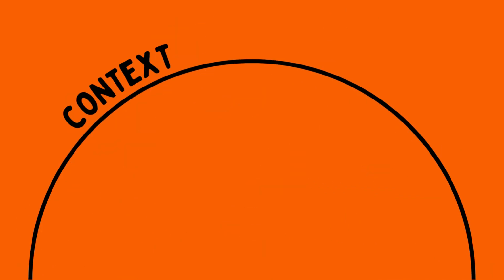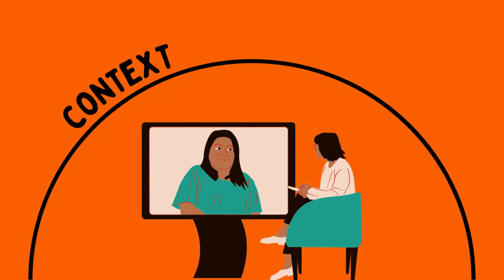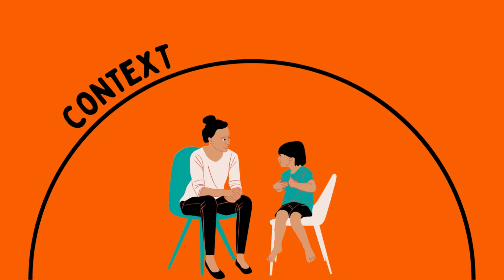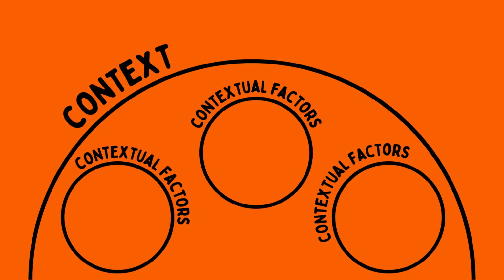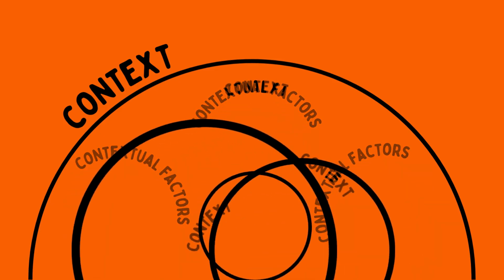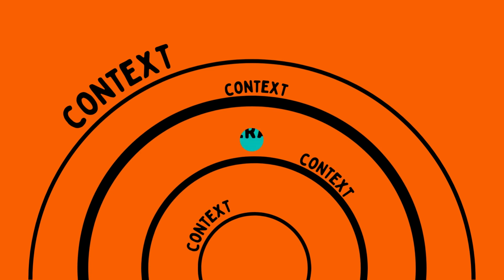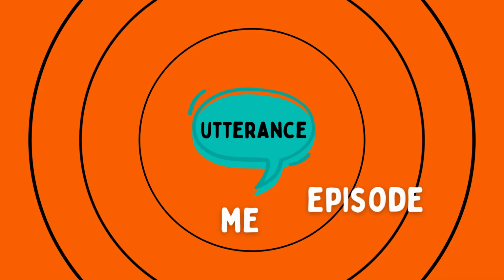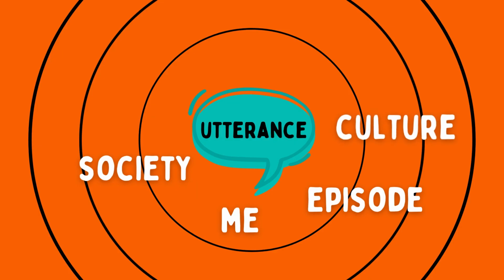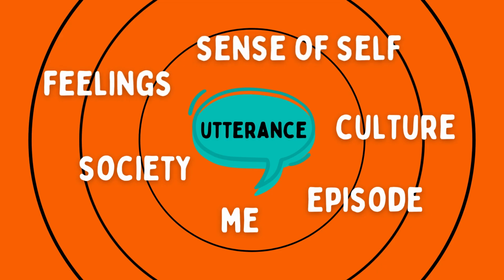The context to any conversation or interaction or situation or any communication moment is made up of different contextual factors. The context is just not one broad layer. We exist in multiple contexts at any given moment. So we can break it down to the utterance. The utterance is what is said, and that exists in the context of me, the individual who's saying it, but it also exists in the context of the episode, the interaction that's happening, as well as the larger society and the culture that exists. Another piece of context could be the feelings that exist around a topic or the sense of self of the individuals in the interaction.